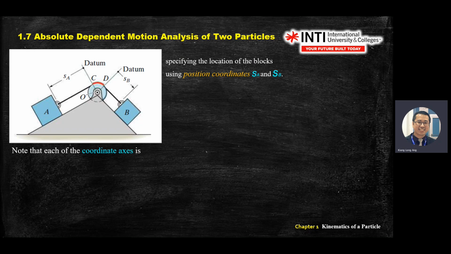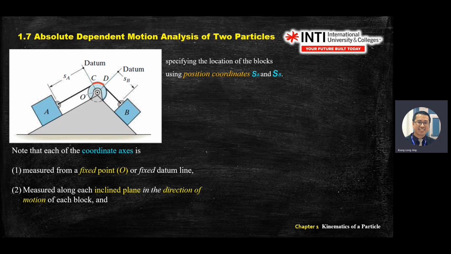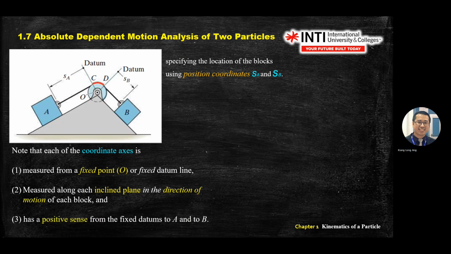So when you talk about absolute dependent motion, first, position we label as S, same as before. If it's referring to object A, we label it SA. If you refer to object B, then we use S sub B. Now you should be able to label clearly when you solve this kind of question in your assessment, test or final exam. Label carefully, label clearly. This was already mentioned: the fixed point and where the positive and negative direction is.